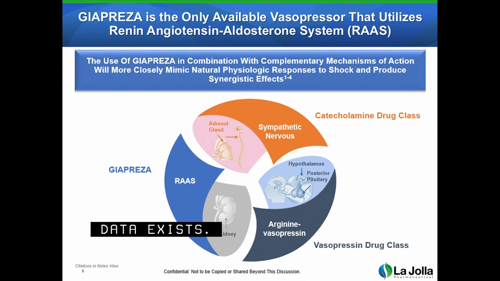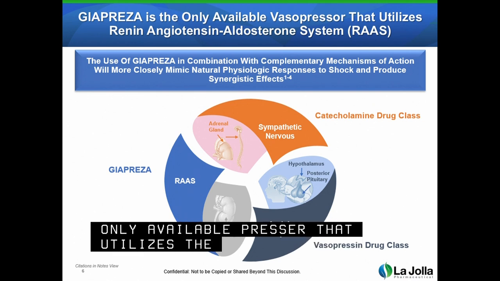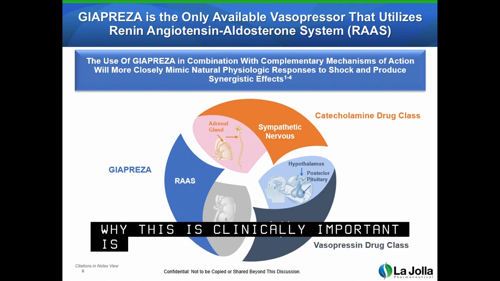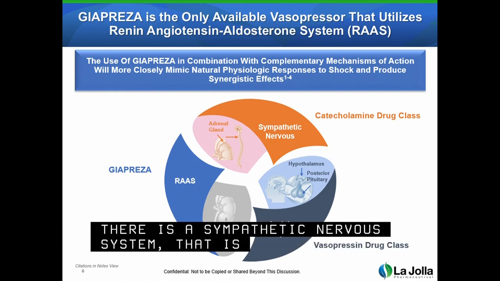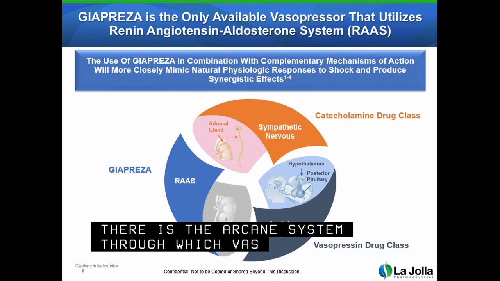So as I mentioned before, GIAPREZA is the only available vasopressor that utilizes the renin-angiotensin-aldosterone system. And why this is clinically important is the body has three systems that it utilizes to maintain and control blood pressure. There's the sympathetic nervous system, and that's the catecholamine drugs, such as norepinephrine, that work through that system. Then there's the arginine vasopressin system, through which vasopressin works. And finally, there's the renin-angiotensin-aldosterone system, through which GIAPREZA works.